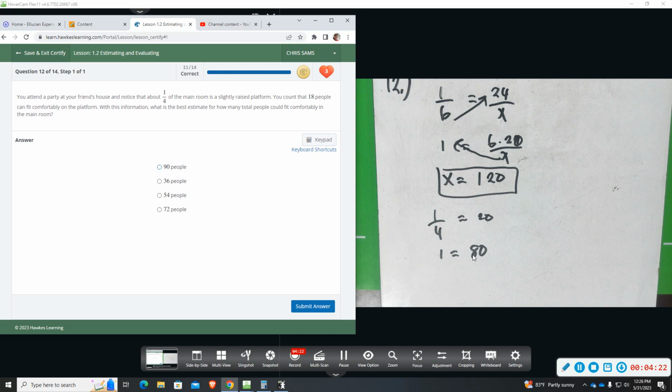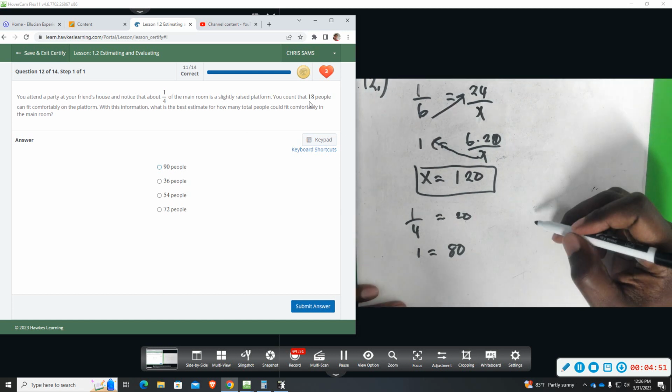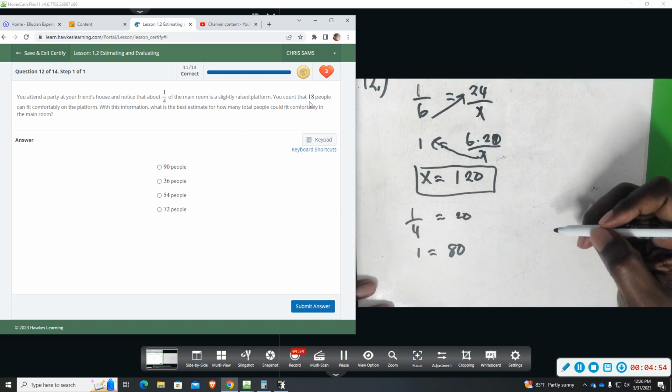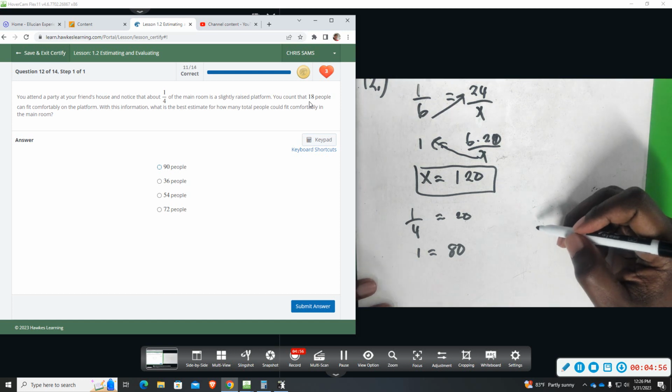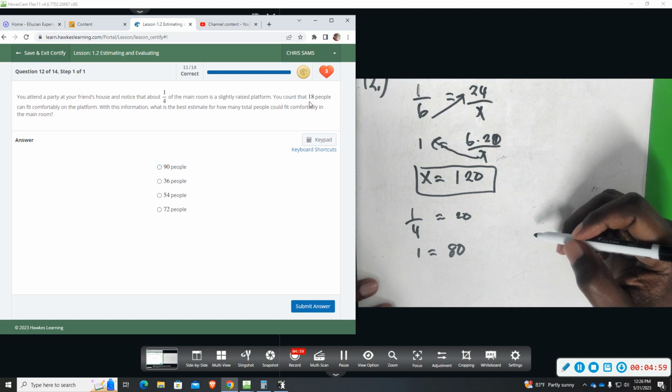80 is not an answer. So 1 out of 4 is 20. I wonder if they're talking about the 3/4. That would be 60. Neither of those are an option. Unless they want the exact number. So if they do the exact number and don't round, it's saying estimate. That's why I want to round. But these look like exact numbers.